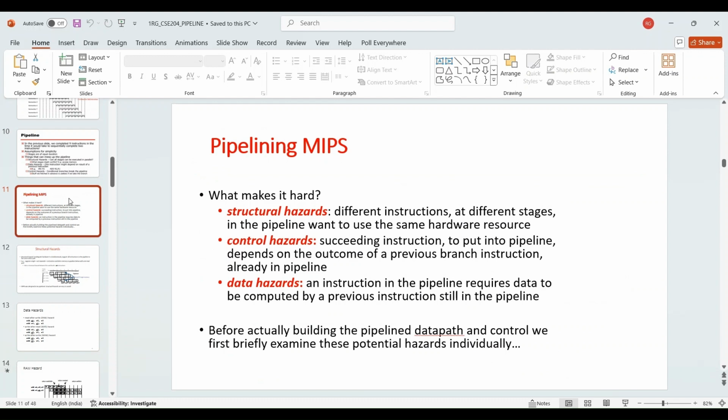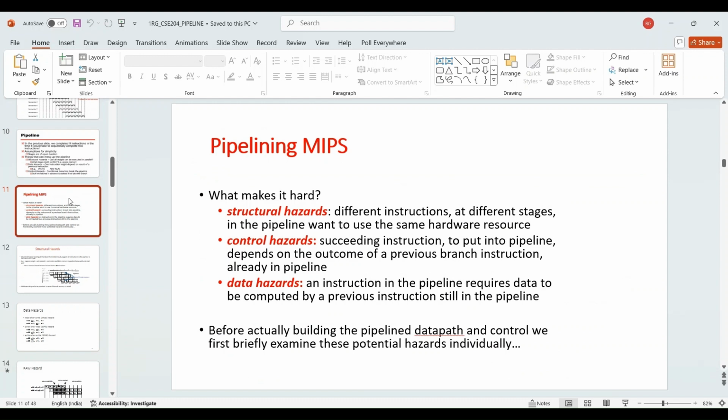So here some definitions are given again on why the maximum speedup is so hard in a pipeline. Three hazards are there. The first one is called structural hazard. Different instructions at different stages in the pipeline want to use the same hardware resource, like I gave the example of the primary memory access. It can also be the register file in the CPU. All the registers in the CPU are grouped together and called the register file. If that is also not double ported, simultaneous read will not be possible.